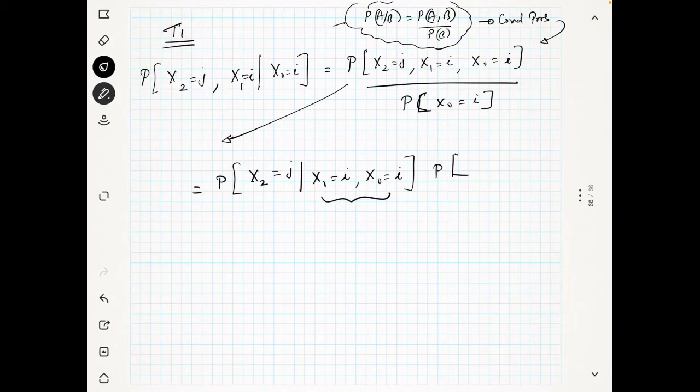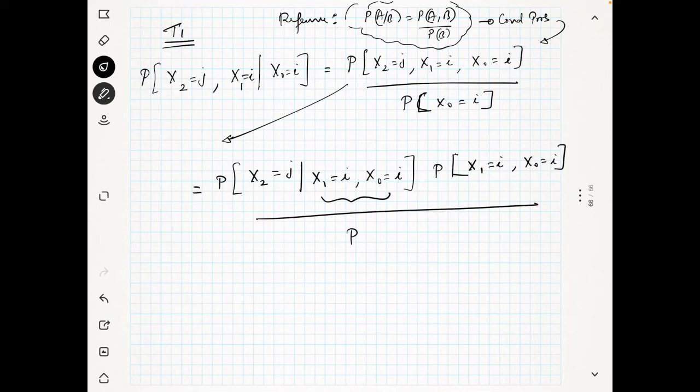Because if you see this formula, it will be very clear to you. Please, this is the reference. So it is nothing but the probability that x1 is equal to i, comma, x0 is equal to i, divided by p of x0 is equal to i. So this I can write, and this again I can split into two. This is the probability that x2 is equal to j, given x1 is equal to i.